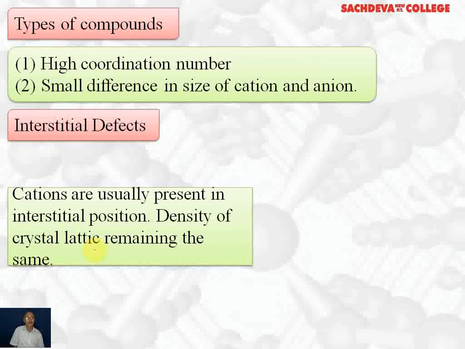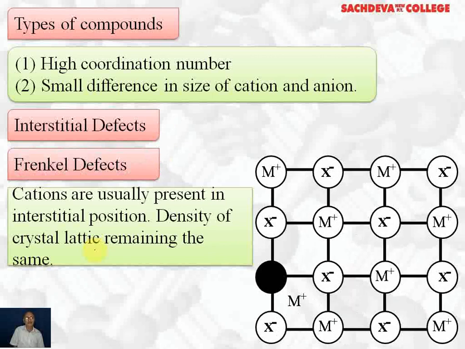Now we are going to take up interstitial defects. In interstitial defects, examples are Frenkel defects. In Frenkel defects, cations are usually present in interstitial position as shown in diagram. They leave their normal position and enter interstitial or void. In this type of defect, density of crystal lattice remains the same because nothing is lost, only it is misplaced.